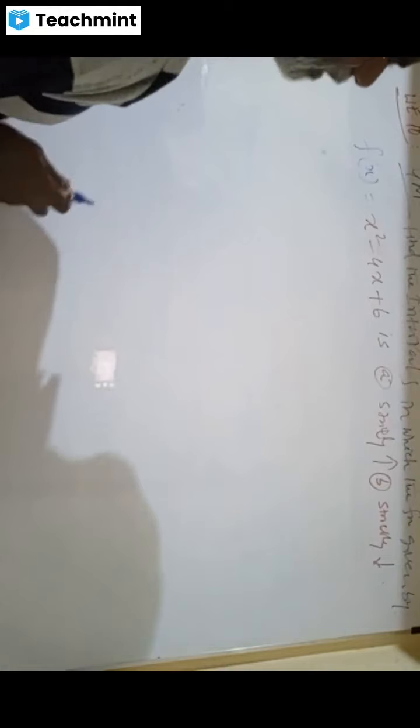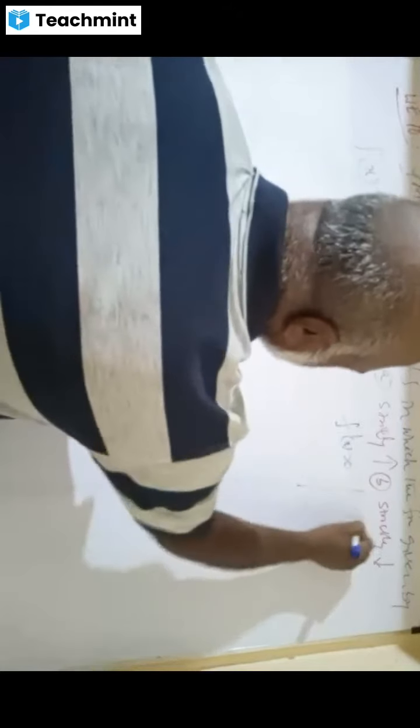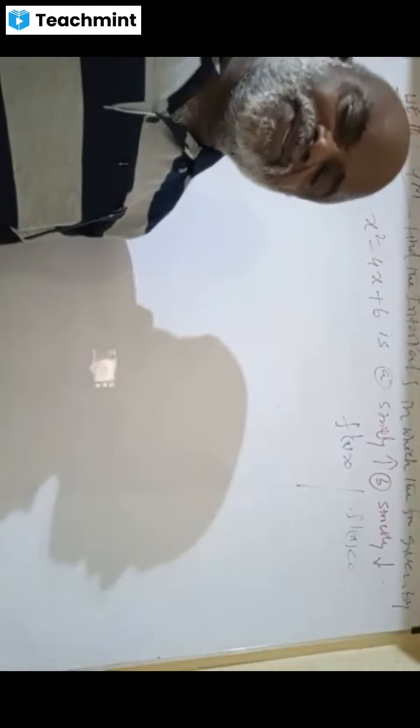So friends, first of all, for strictly increasing and strictly decreasing, we all know that f dash x is more than 0 and f dash x is less than 0. Therefore, the basic need is that we have to find out f dash x.